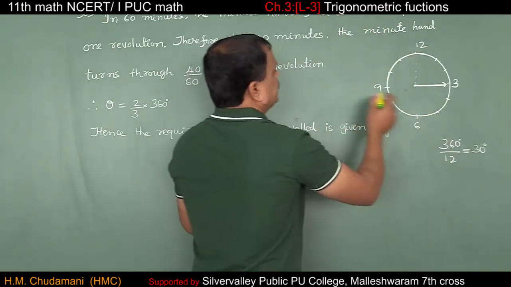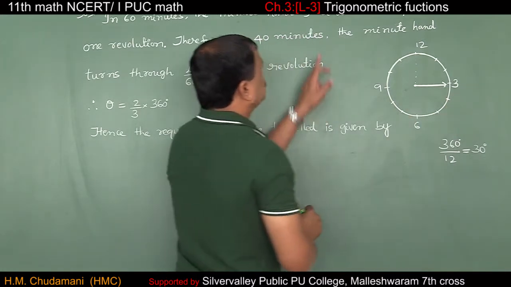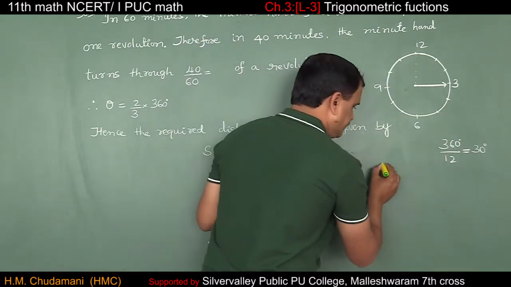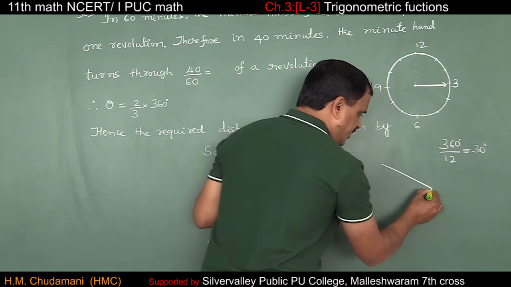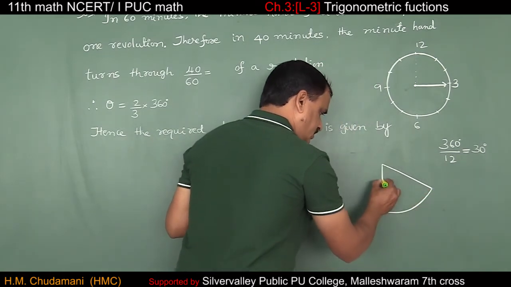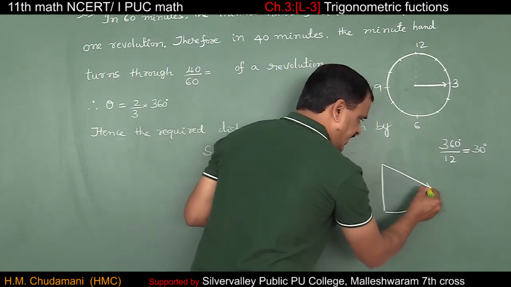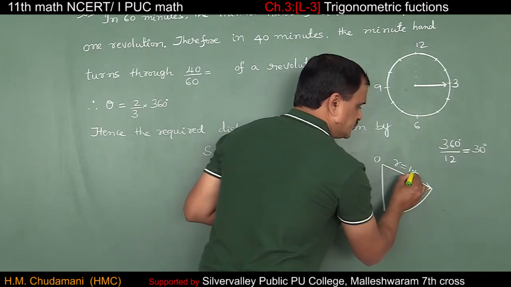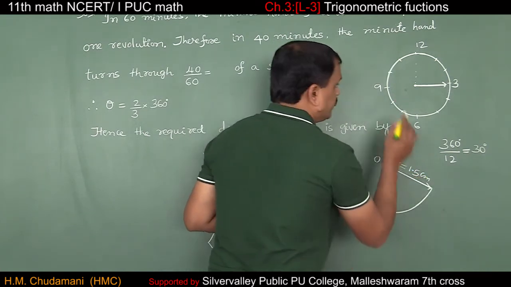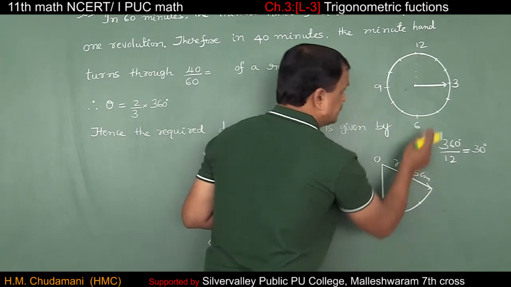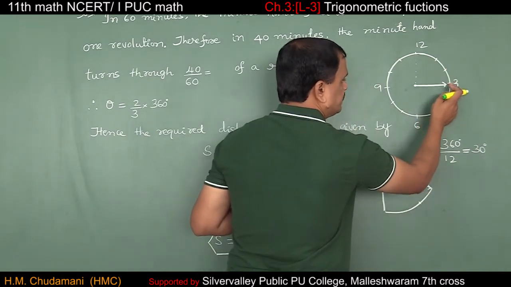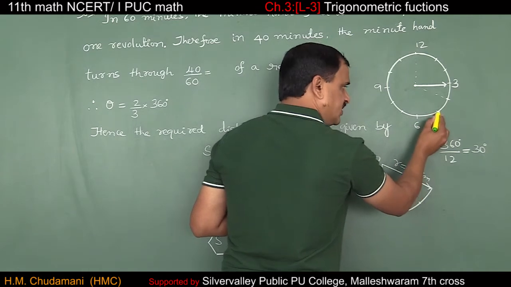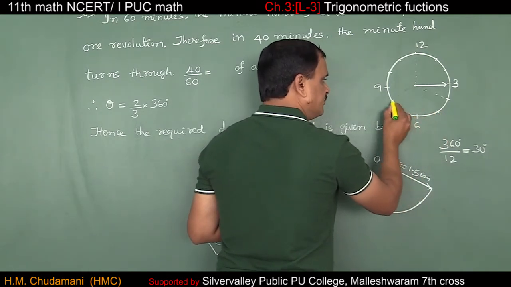So you see this? This is 1.5 centimeter long. Say that is the radius actually. In 40 minutes, this is the minute hand of a clock, let us say, 1.5 centimeter. So 40 minutes means 4 divisions. 5, 10, 15, 20, 25, 30, 35, 40.